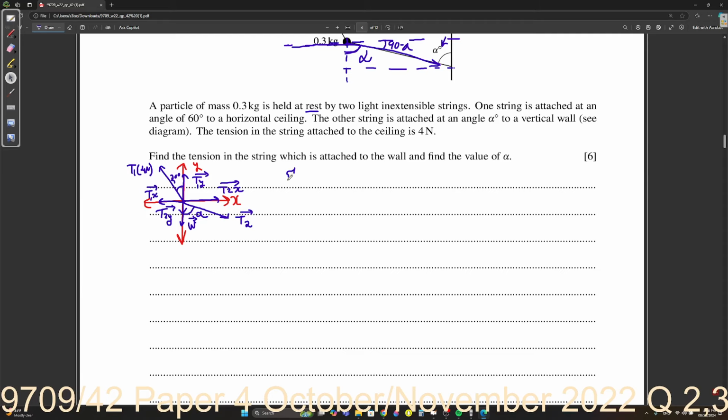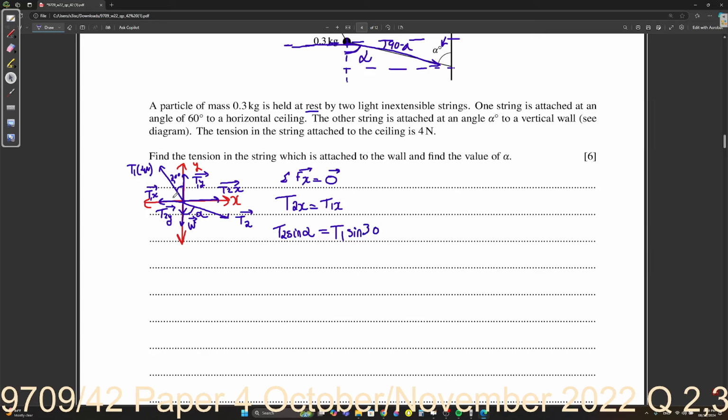So we're going to start by saying sigma Fx is equal to 0 with our vector symbols. What are my horizontal forces? My horizontal forces are T2x and T1x. So T2x is equal to T1x. T2x is equal to T2, the angle's with the vertical, right? So it's going to be T2 sine alpha is equal to T1x. T1x is equal to T1 also sine the angle 30.